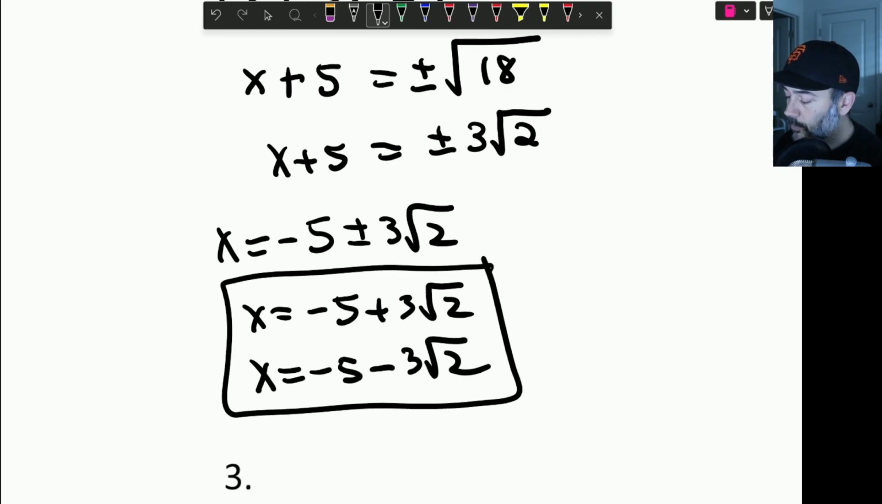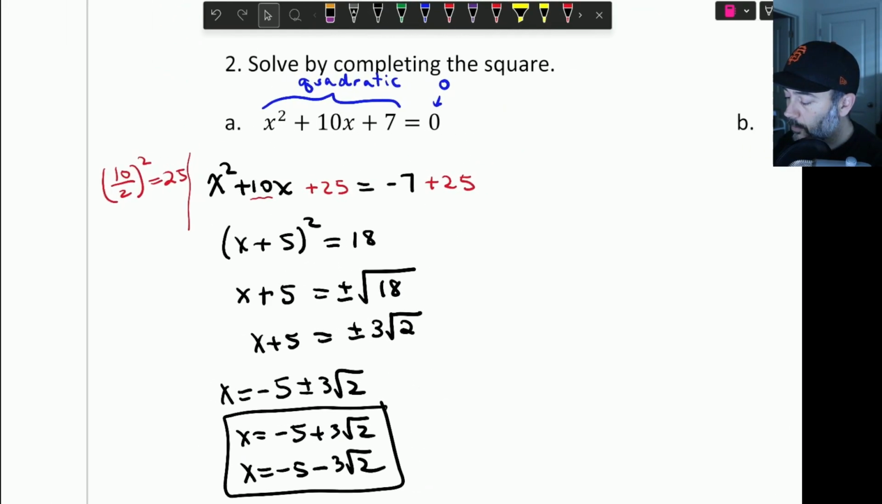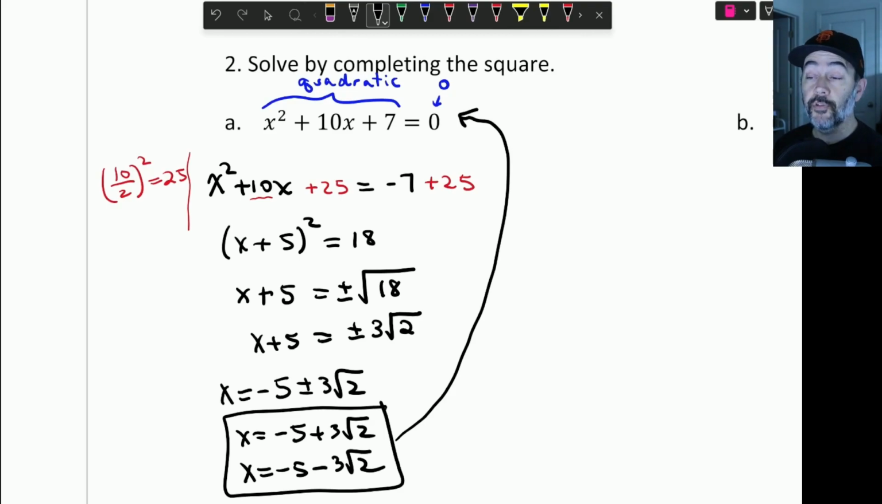We have found two solutions to our original quadratic. These two numbers make that equation true. And you'll notice that our answers are irrational because there is a square root of 2. When the solutions to a quadratic equation are irrational and you get square roots, that means that the original quadratic did not factor. So it was not a factorable quadratic to begin with.